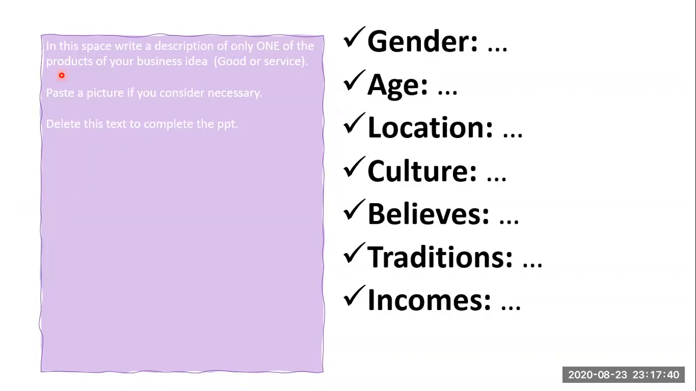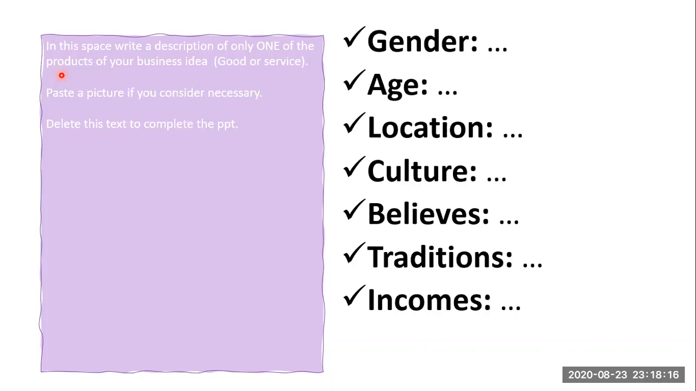So for example, if you have a bakery and you have coffee, bread, desserts, sodas, milkshakes, different kinds of products in your menu, I'm asking you to choose only one. So choose the one you want to work with, only one, please. I don't want to read here 10 types of bread and 10 types of soups. No, only one, okay? Only one.